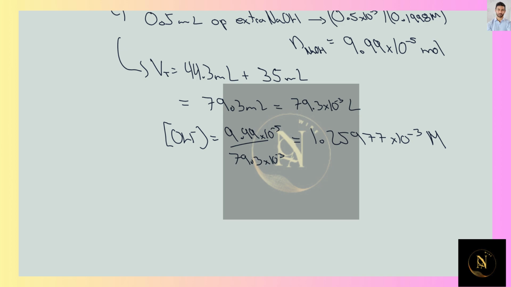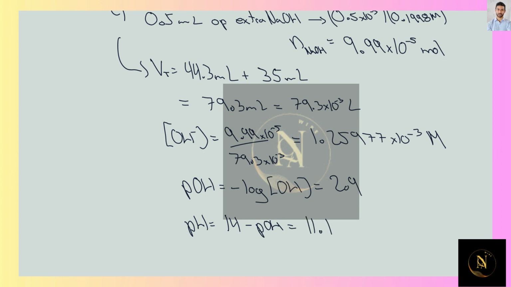So now with this concentration, I can calculate the pOH. Remember, this is minus the logarithm of the OH minus concentration. This value is going to be equal to 2.9, and the pH is 14 minus pOH. So the pH for the solution is going to be 11.1 after the equivalence point.